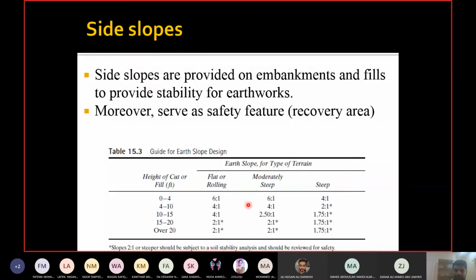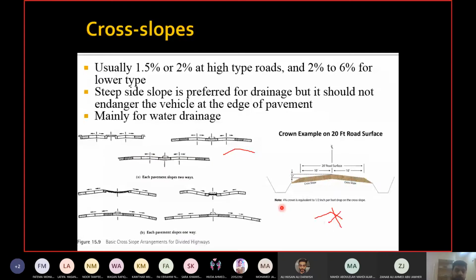Now, if you see, when the height increases, the side slope is increasing as well. I mean, it is becoming steeper. So 6:1 is flatter and 2:1 is the steepest. Why is it becoming steeper? Because, as I told you in the previous chapter, a flatter side slope is usually preferred because it provides you more stability.